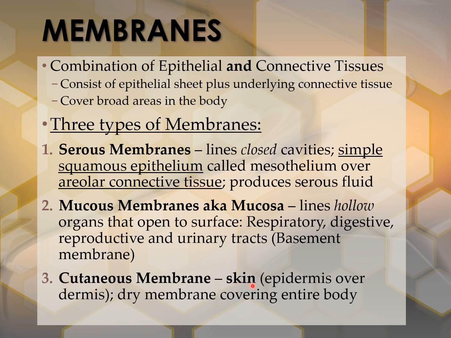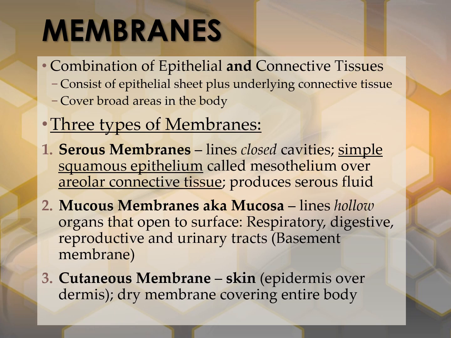So what's our last one? Cutaneous membrane. So anything with cutaneous is going to be skin. So the epidermis is going to be our epithelial tissue, that stratified squamous epithelium, keratinized, and we'll talk a lot more about the skin. Over the dermis, and the dermis is our connective tissue part. And you might remember what type of connective tissue that was. Does anyone remember? That's right, dense irregular connective tissue.